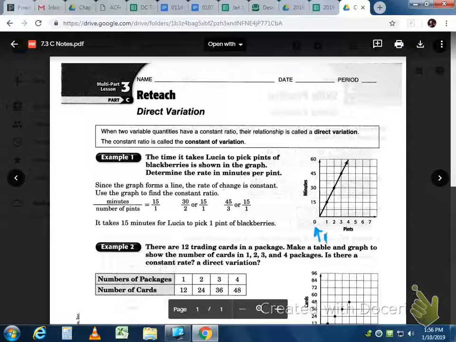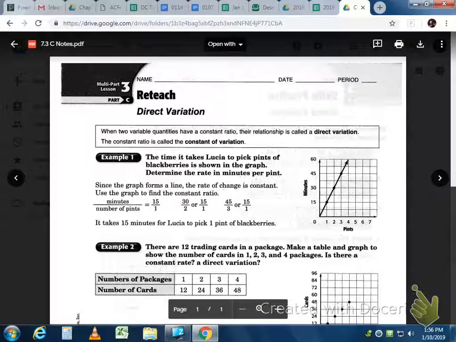Okay, for one pint, how long did it take her? 15 minutes. Okay, for 2 pints, how long did it take her? 30 minutes. For 3 pints, how long did it take? 45. Right. So it says, since the graph forms a line, the rate of change is constant. We've already talked about that. If you can make a line, the rate of change is constant.